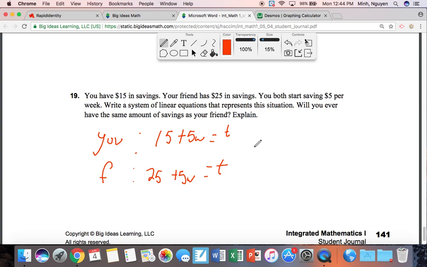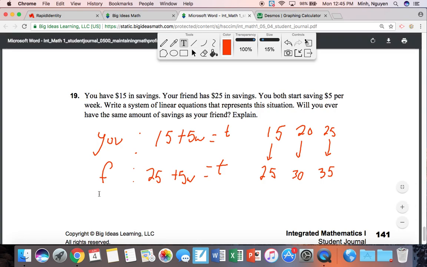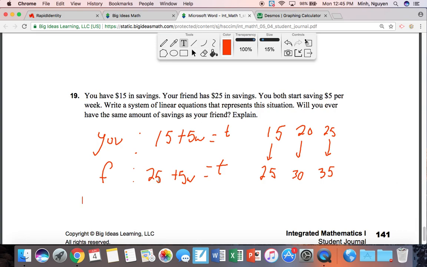So if you look at this, it should be pretty simple, just conceptually. First you start off with 15. He starts off with 25. You both add the same number each week. 20, then 30, 25, 35, and you started off $10 behind him. After 1 week, you're still $10 behind him. After the second week, you're still $10 behind him. If you can't tell, you're never going to make any progress. So what does that mean? Will you ever have the same amount of savings as your friend?